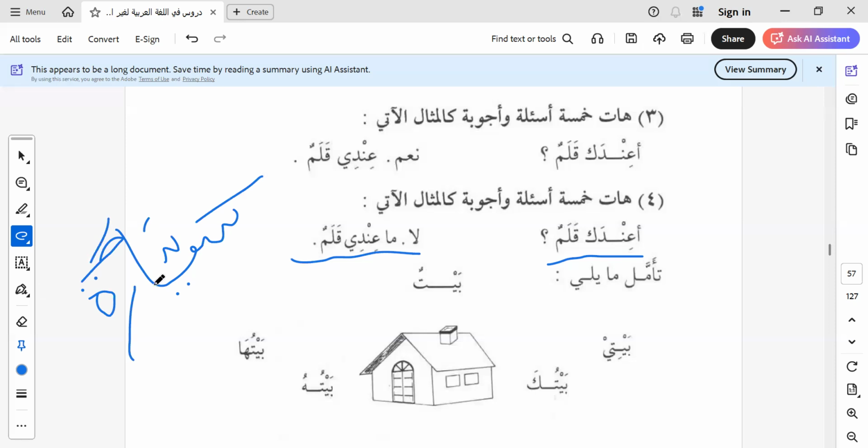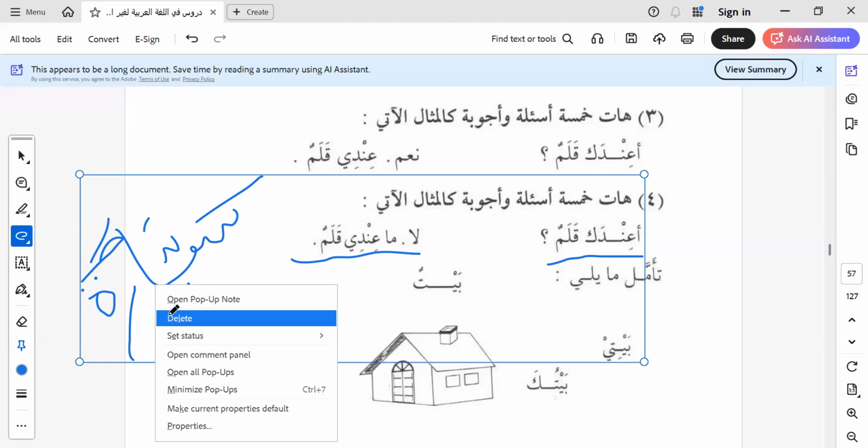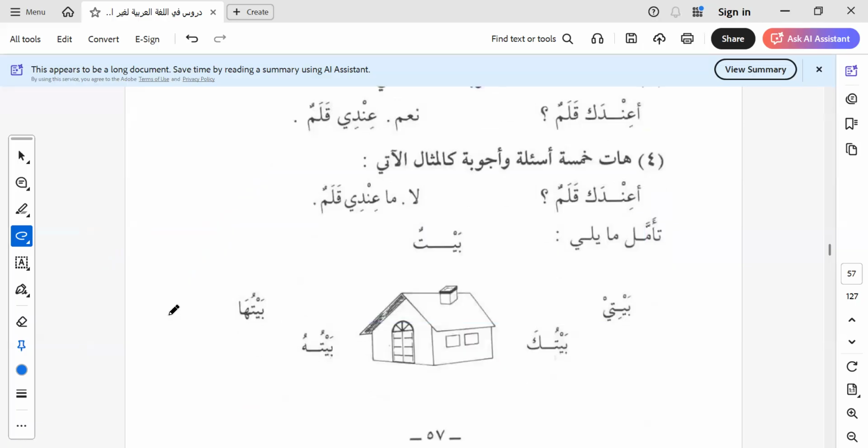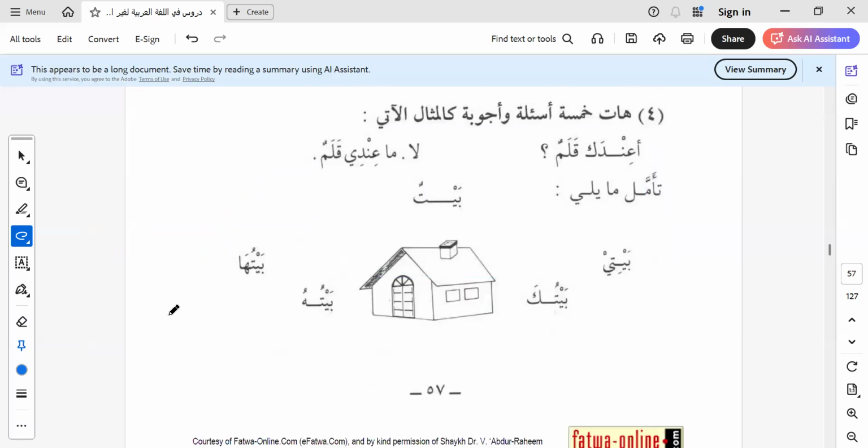We need someone else. Everyone here must contribute something. Another person. عندك كتاب؟ لا ما عندي كتاب. Okay. So do you understand the concept? I think that's clear enough.